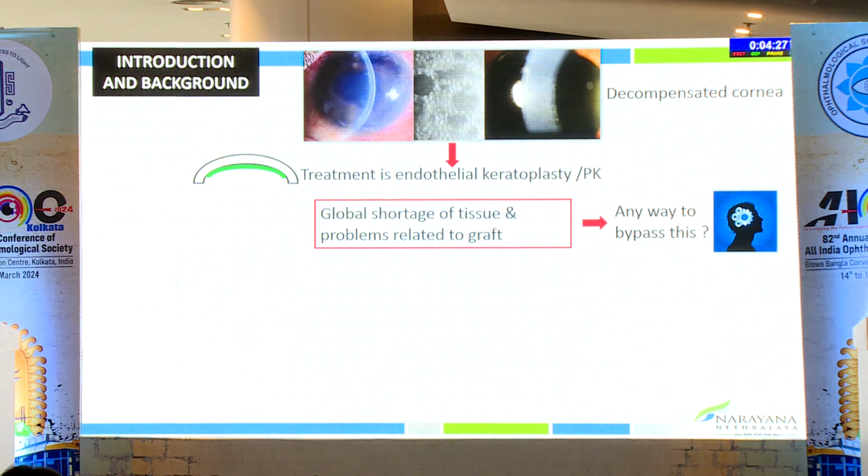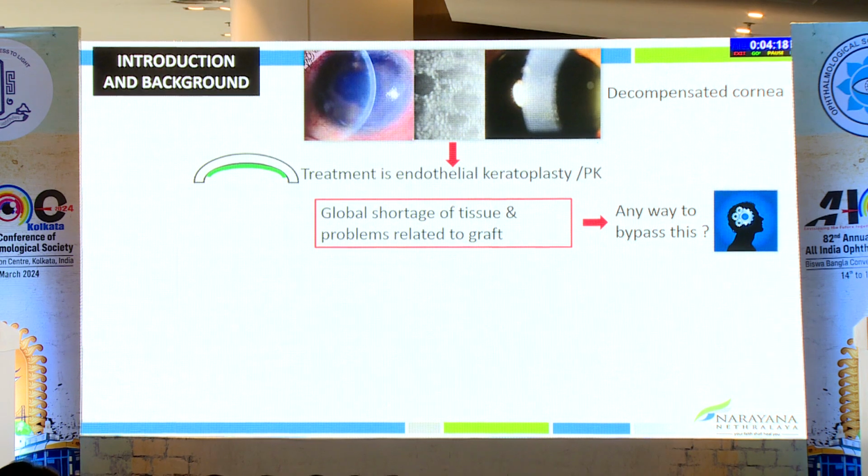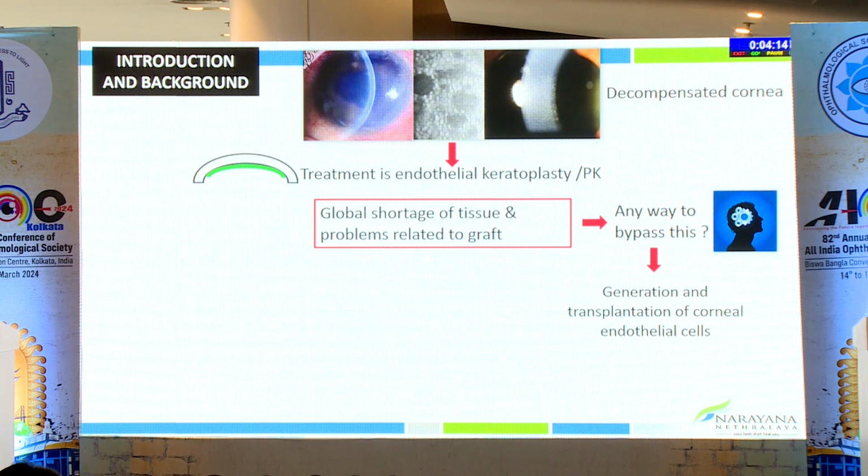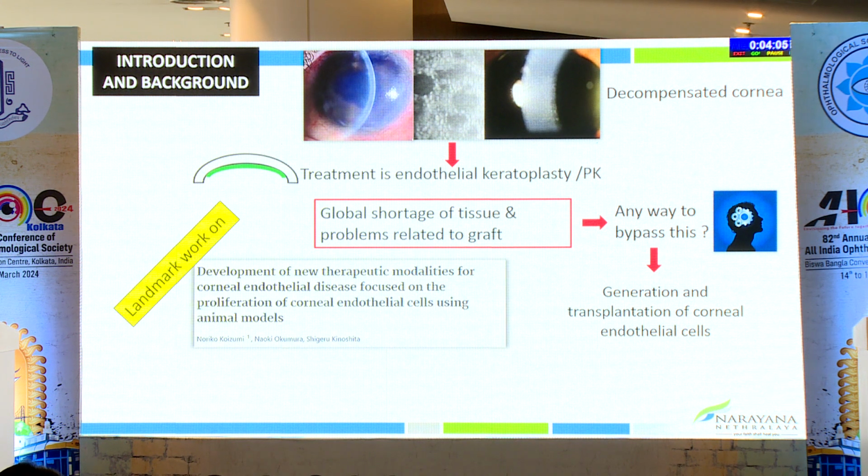But we all know the severity of global shortage of tissue and, of course, the problems related to corneal grafts which lead to a graft failure and thereby worsen the vicious cycle of loss of tissue or shortage of tissue. And we're looking at ways to bypass this in whatever way we can. One of the most tried methods around the world is to try and generate and transplant corneal endothelial cells. And of course, we are aware of the landmark work by Professor Kinoshita and group, where they are trying to generate corneal endothelial cells from other corneal tissue.